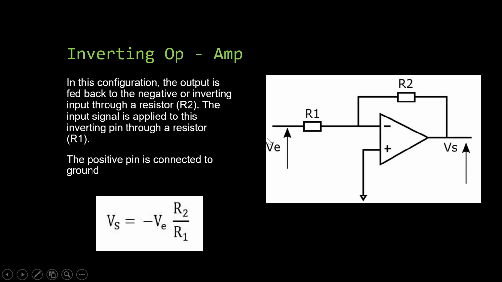Next, I'll introduce the inverting op-amp. In this configuration, the output is fed back to the negative or inverting input through a resistor R2. The input signal is applied to this inverting pin through a resistor R1. The positive pin is connected to the ground. All this explanation we can see in the diagram. Here it is to be noted that the V output and the V input are in opposite phase because of this negative sign.